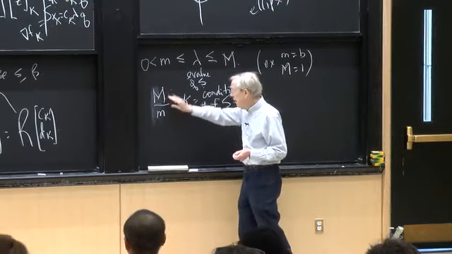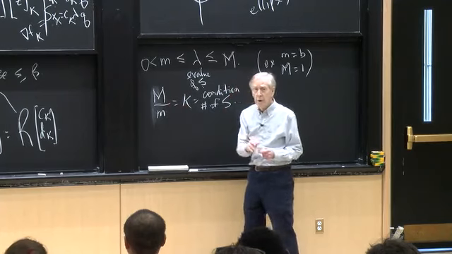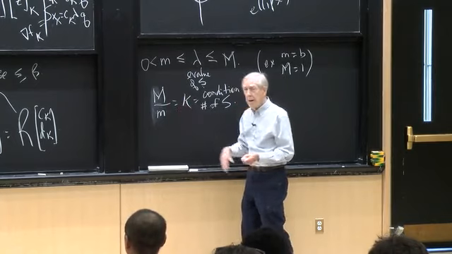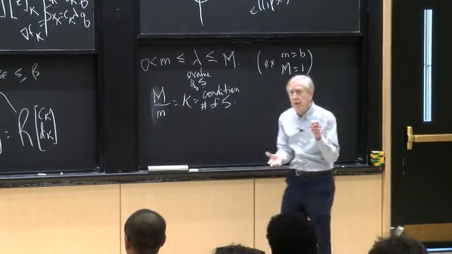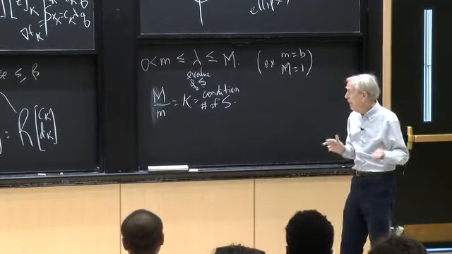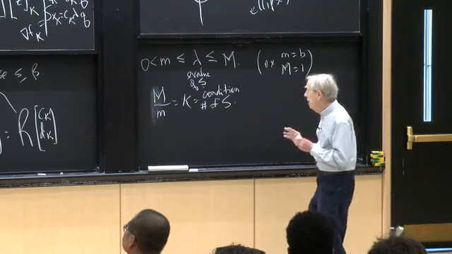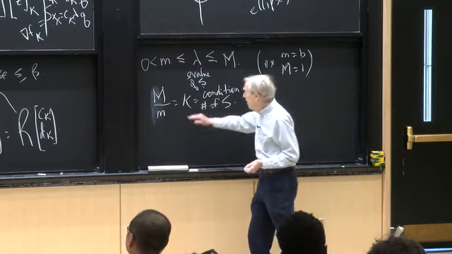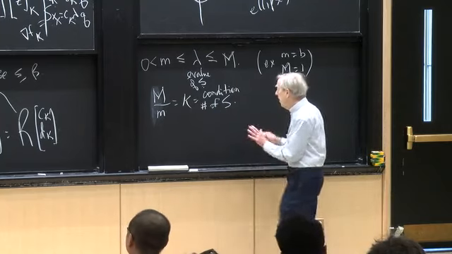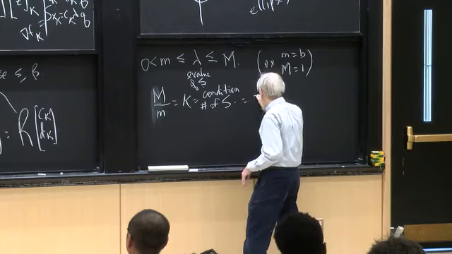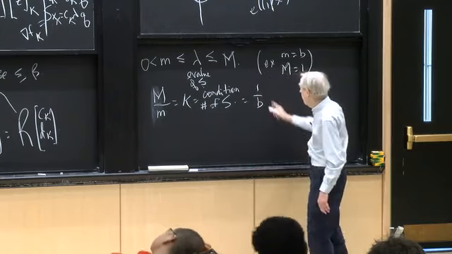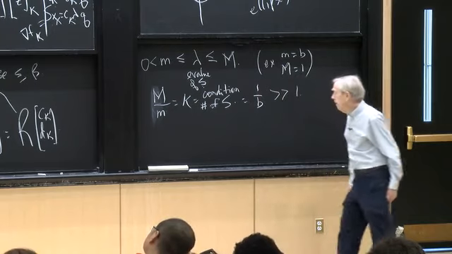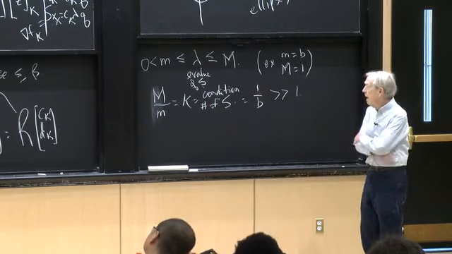When capital M and small m are the same, then that's saying that the largest and smallest eigenvalues are identical, that the matrix is a multiple of the identity. That's the condition number 1. But the bad one is when it's 1 over b in our example, and that could be very large. Okay, that's where we have a problem.